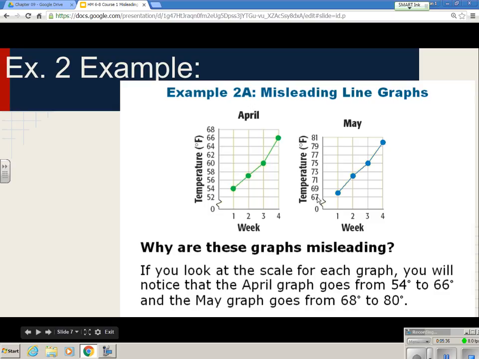So people think that the temperatures are moving about the same in each month, but if you think about it, April starts at 54 degrees, May is starting at 68 degrees. That's a big difference in temperature. 14 degrees is a lot of heat, and they're trying to mislead you there. So this is why the graph is misleading.